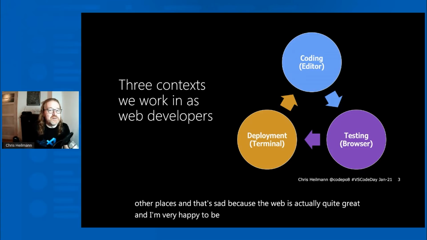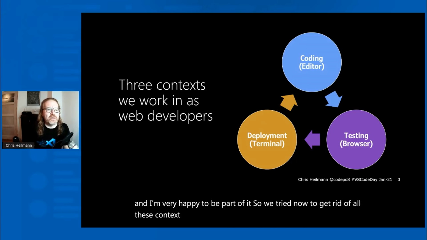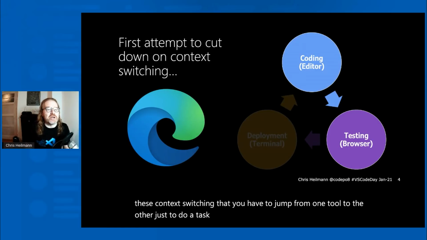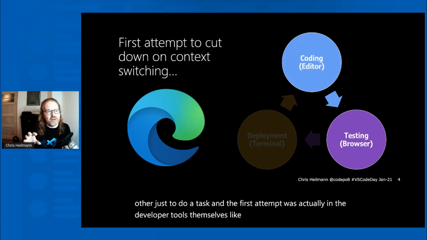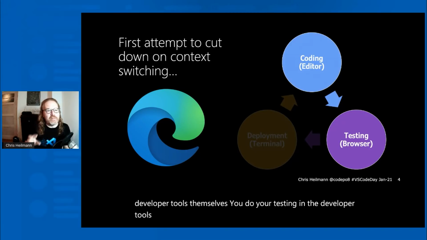So we tried now to get rid of all this context switching, where you have to jump from one tool to the other just to do a task. And the first attempt was actually in the developer tools themselves. You do your testing in the developer tools, but we also thought, what about going back to the coding editor all the time?